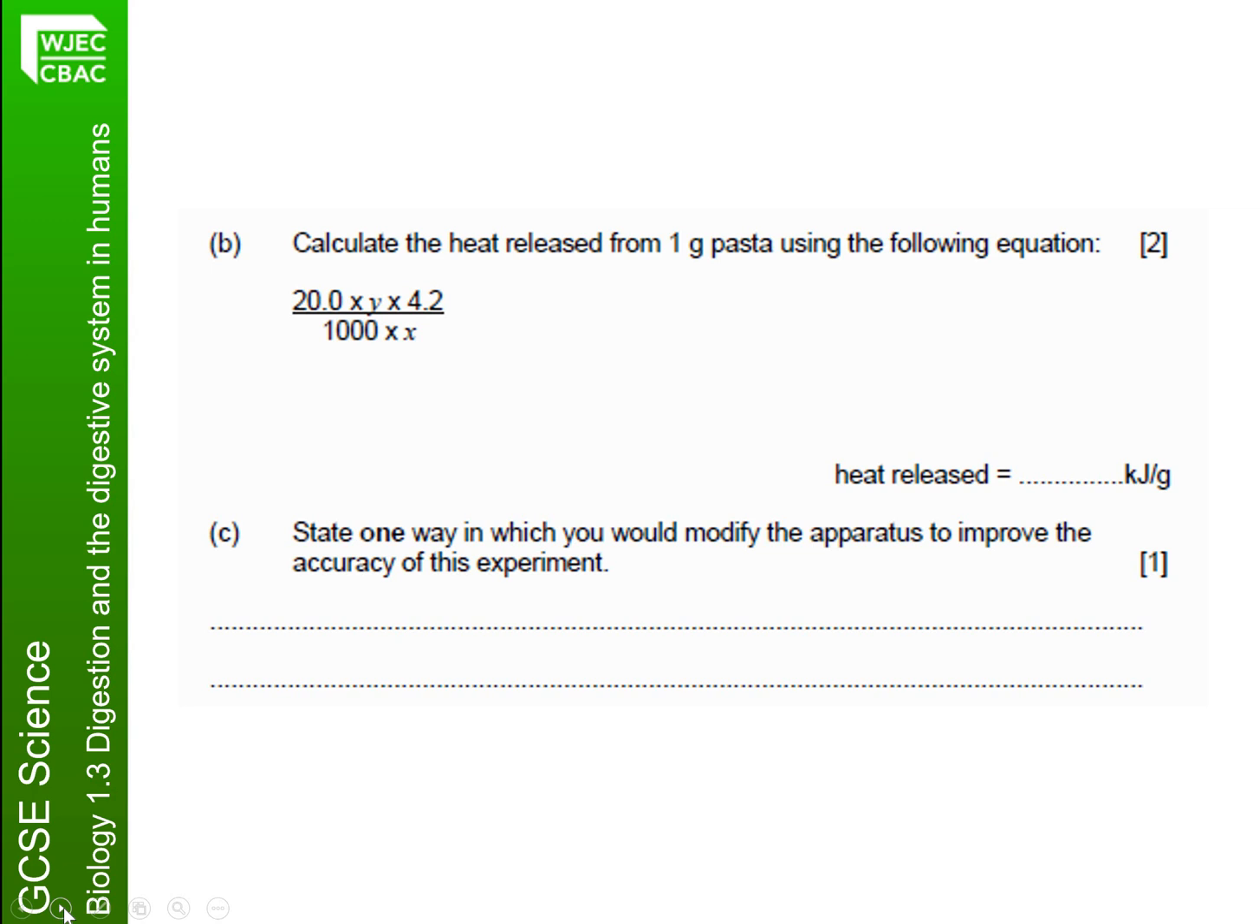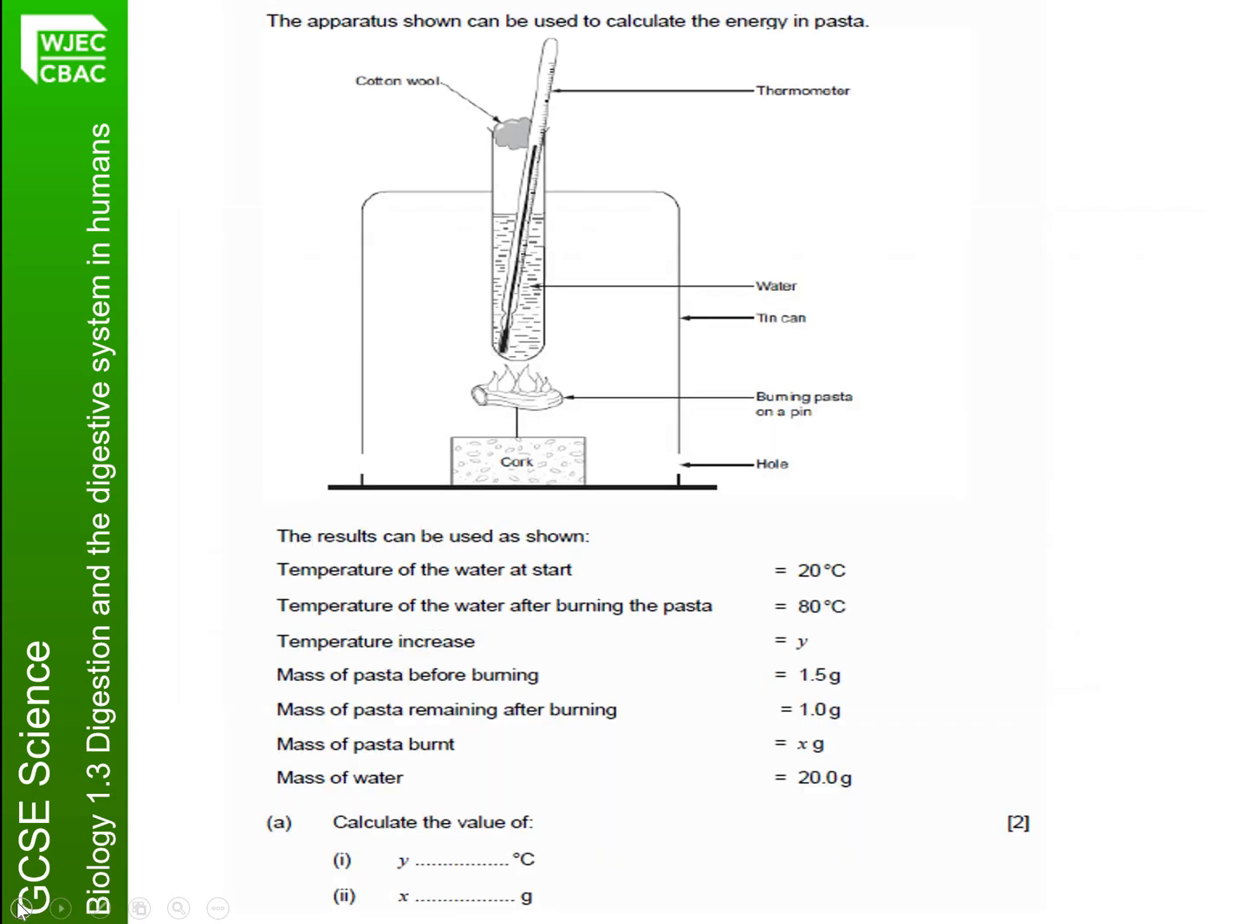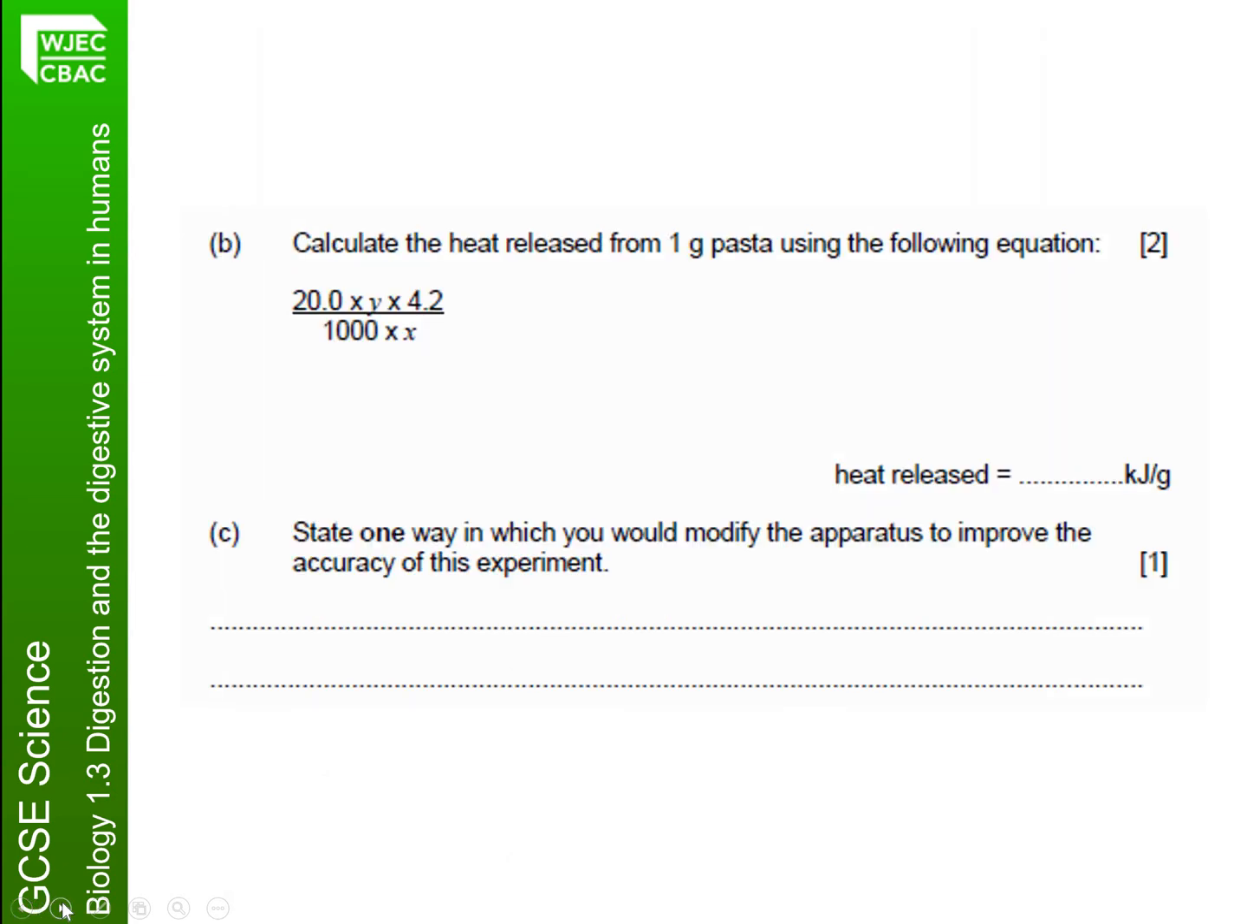And then this is the second part of the question. So you need to use your answers from the first part for y and x to fill those in the equation to calculate the heat released from 1 gram of pasta. And then also state one way in which you would modify the apparatus to improve the accuracy of the experiment. So again, pause the video, make sure you've got these answers written down somewhere.